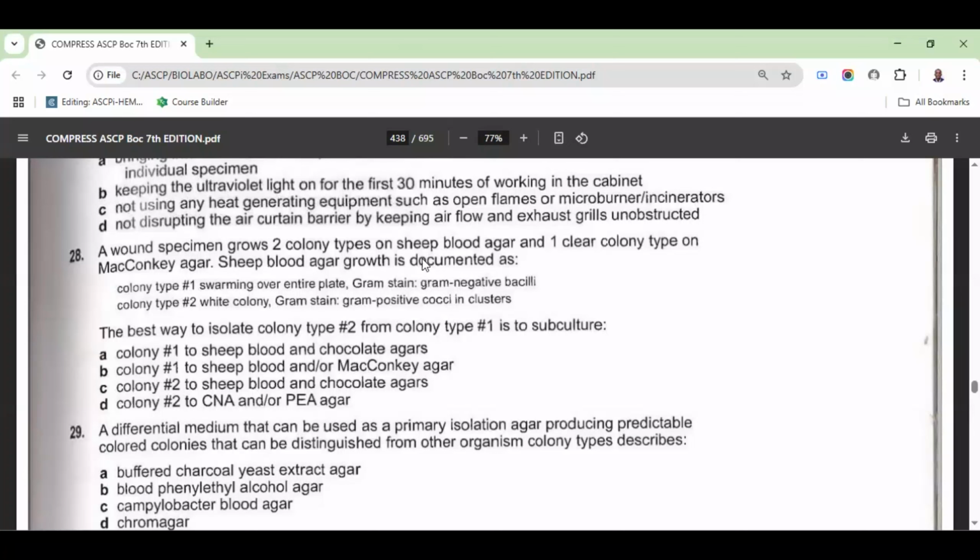Aureus is not that white colony. It's not that white. You know those ones that are white, those are known as coagulase negative Staphylococcus. Maybe epidermidis. Yeah, epidermidis.